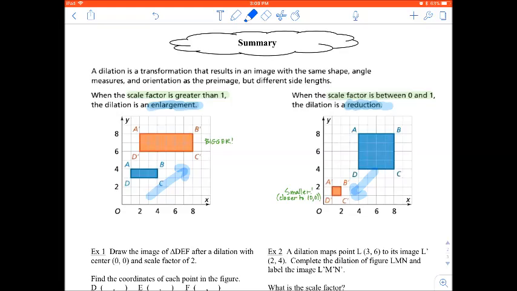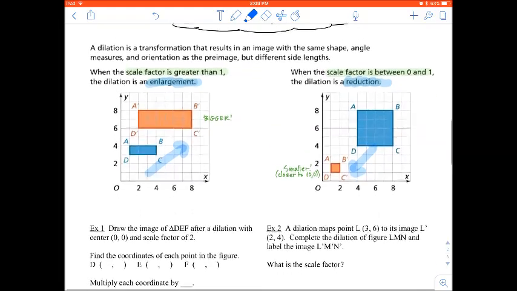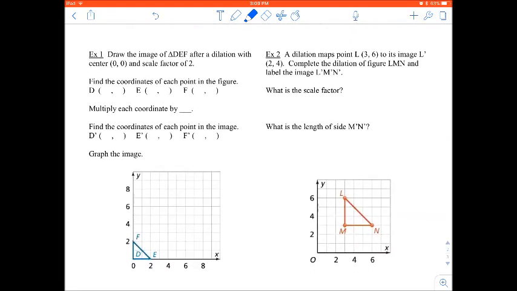So we have two examples to try on our own to close out the notes. If you take a look at example 1 here, we are given a triangle DEF with a center of 0, 0, and asked to dilate that by a scale factor of 2. And so if we write down the coordinates first to D, E, and F from the graph, we get 0, 0 for D, 2, 0 for E, and 0, 2 for F.